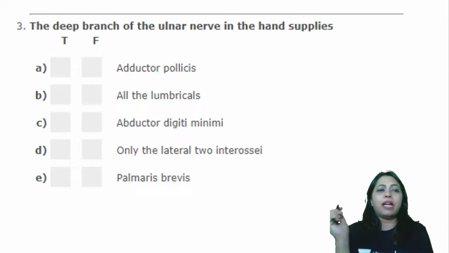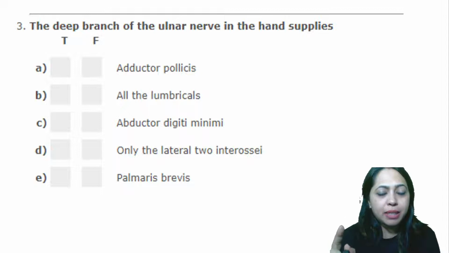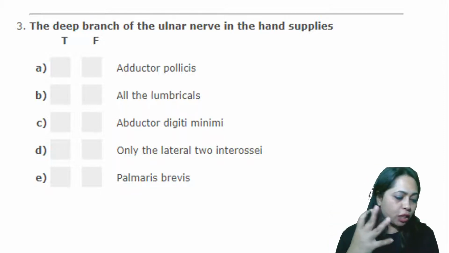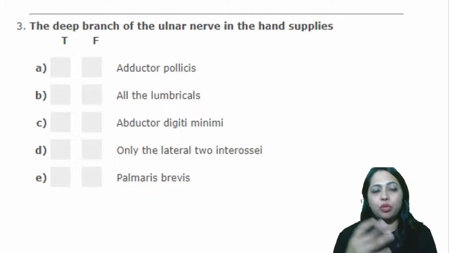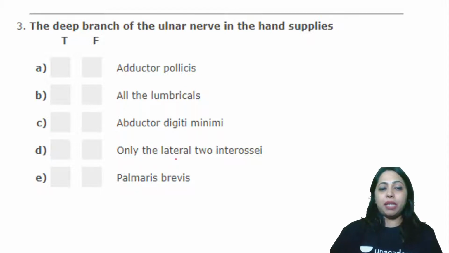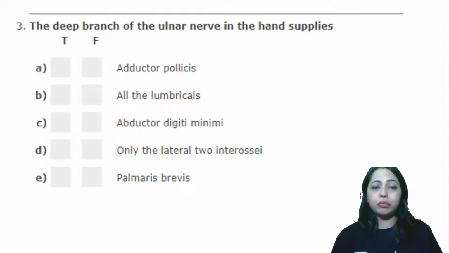Okay, here we have the deep branch of the ulnar nerve in the hand supplies. What does it supply? So there is a superficial branch and a deep branch. So what does the superficial and what does the deep branch of the ulnar nerve supply? So we have adductor pollicis, lumbricals, abductor digiti minimi, only lateral interossei, palmaris brevis. So here we have to understand the supply of the ulnar nerve.